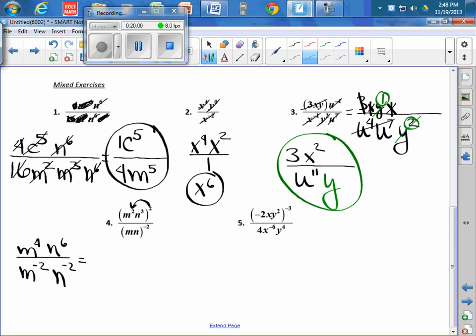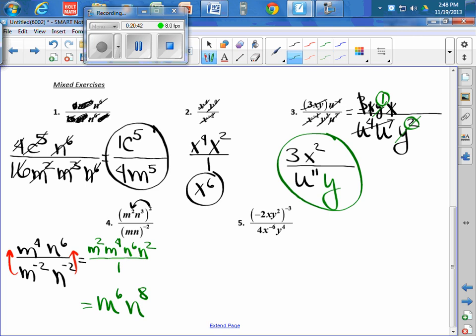Because they are negative exponents, they get moved into the numerator. So fraction bar. M to the negative 2 in the denominator becomes m to the positive 2 in the numerator. Leave the m to the fourth, it's already positive. N to the sixth, leave it alone, it's already positive. But the n to the negative 2 becomes n to the positive 2 when you put it into the numerator. It's all over 1. We don't want that 1 in the denominator. We have m to the sixth, because we add the exponents, right? And n to the eighth.